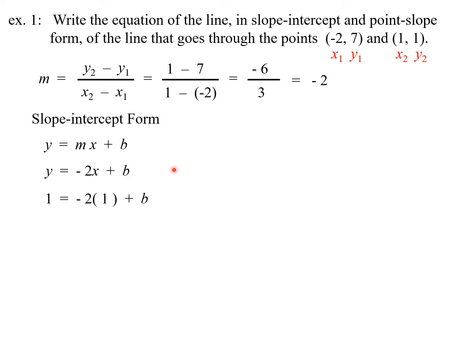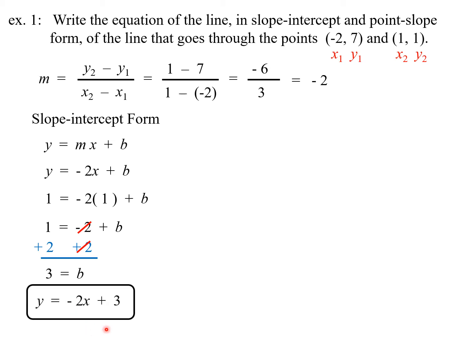I decided to use point 2 for this. Negative 2 times 1 is negative 2, and then adding 2 to both sides, we get a value of b of 3. So we know the slope is negative 2 and the value of the y-intercept is 3. That leads to this equation right here, and that's the equation in slope-intercept form.